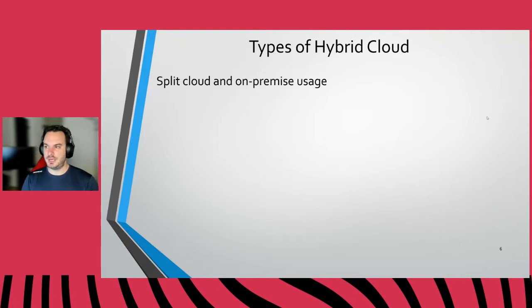So the types of hybrid cloud, there are 3 types in my opinion, although the first one is not really hybrid cloud. The first one is what I often see with companies, that they split the on-premise and the cloud environment. For example, they already have an on-premise infrastructure, so they run the old software there, but every new software will be deployed on the cloud, and there's no link between them. So I wouldn't really call it hybrid cloud.